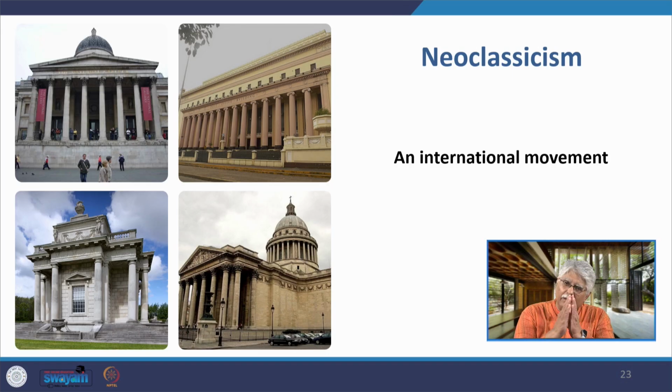In the end, I would like to conclude the 18th century Neoclassicism by saying that it actually became an international movement. That is the definition of an architectural movement. There are many styles, but then there are movements, and movements are those which spread over a wide geographical area, from Europe to America to Asia. Neoclassical buildings came up, and thus it became an international movement.